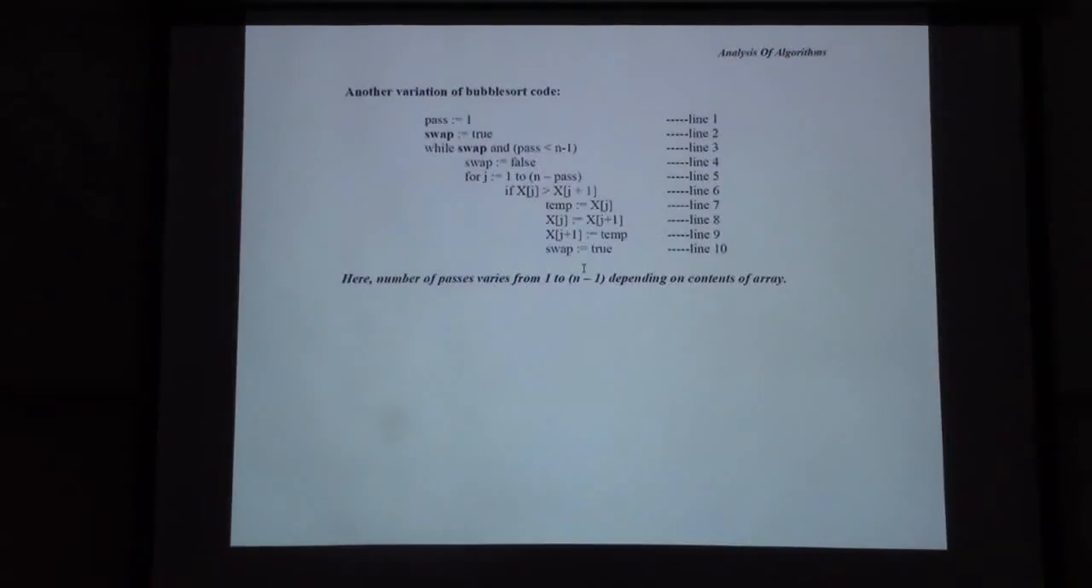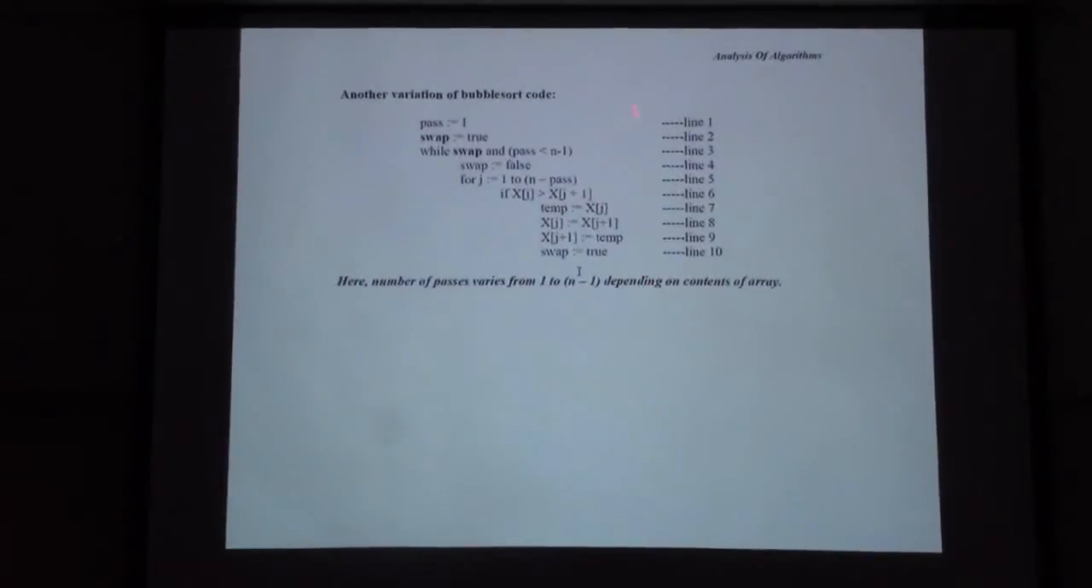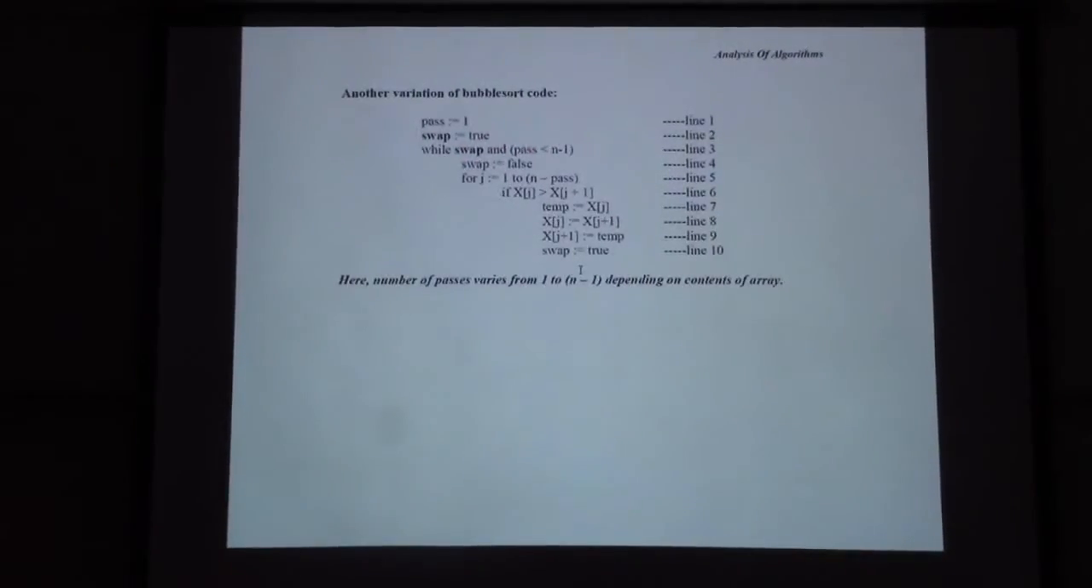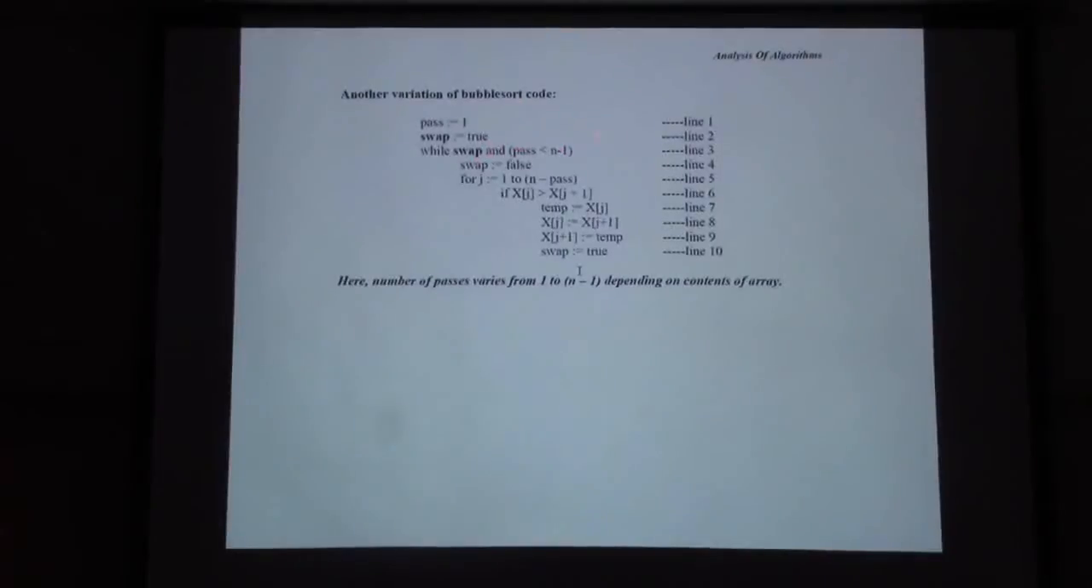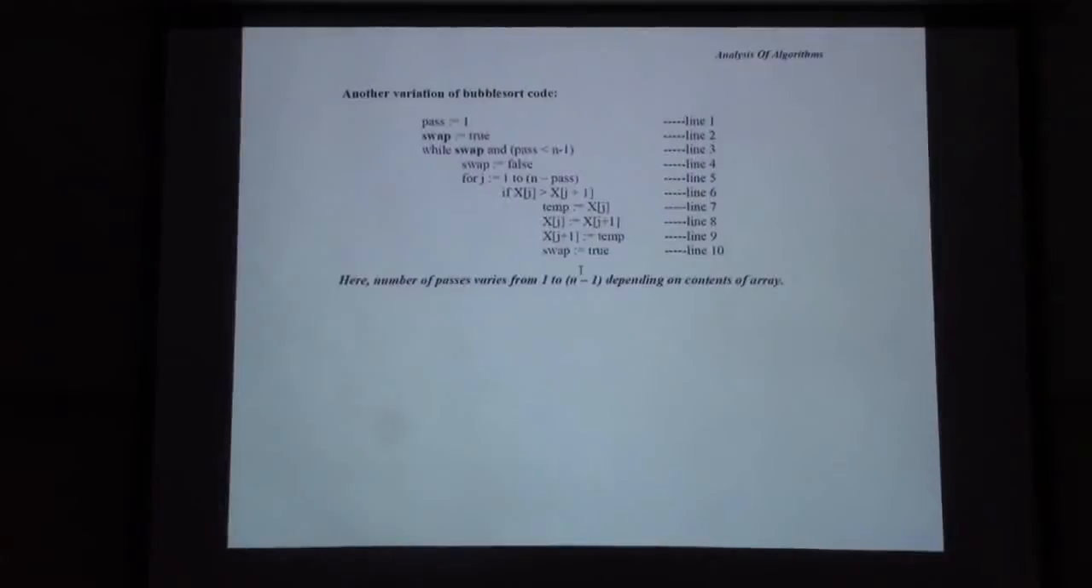So pass is going to be a variable. We initialize pass to 1, and we say, assume that we have swapped on the previous pass. While we have swapped on the previous pass, and pass is less than n minus 1, let's do a pass. So say swap is false. Say we haven't swapped now on this pass. And then j is going to go 1 to n minus pass, which is the same as n minus I. And then we check the same type of thing. If xj is greater than xj plus 1, then we swap. But when we swap, not only do we actually swap the elements, we also set swap equal to true.